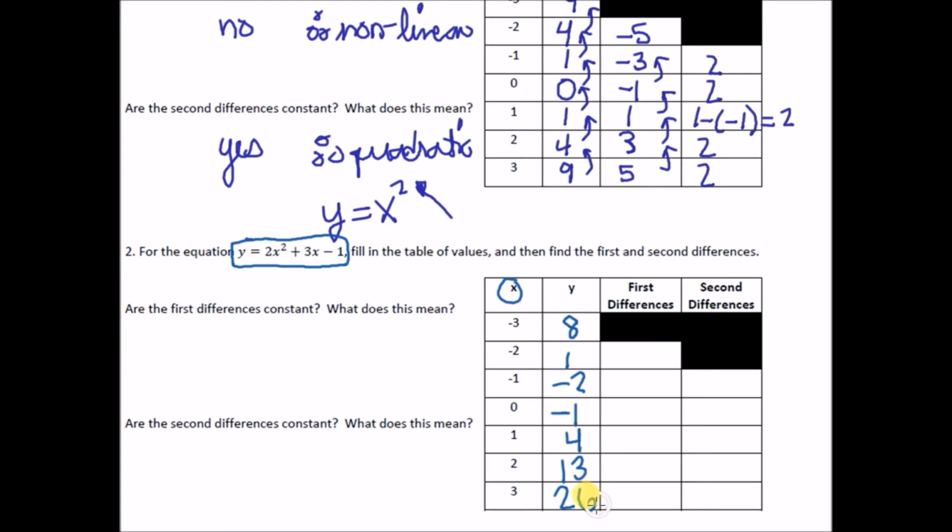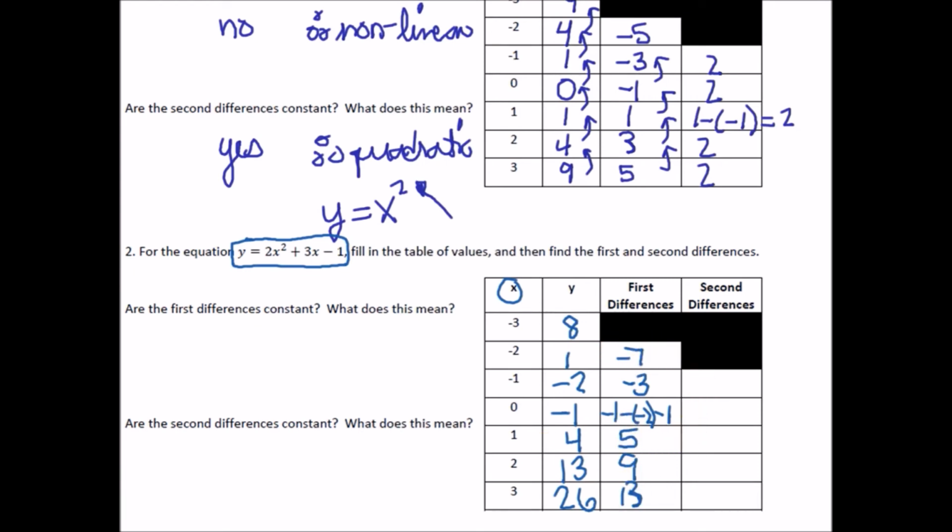Now let's go first differences. 26 minus 13 is 13. 13 minus 4 is 9. 4 minus negative 1 is 5. Negative 1 minus negative 2. Sometimes I write these out because I get confused by the double negative. So negative 1 plus 2 is 1. Negative 2 minus 1 is negative 3. And 1 minus 8 is negative 7.